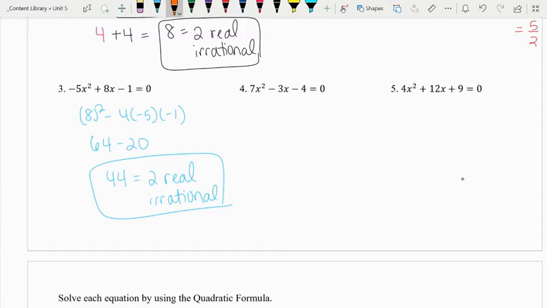On the next one, we'd have -3 squared minus 4 times 7 times -4. So we have 9 plus 112. If you add those, you get 121, which is a perfect square. So we have 2 real rational.